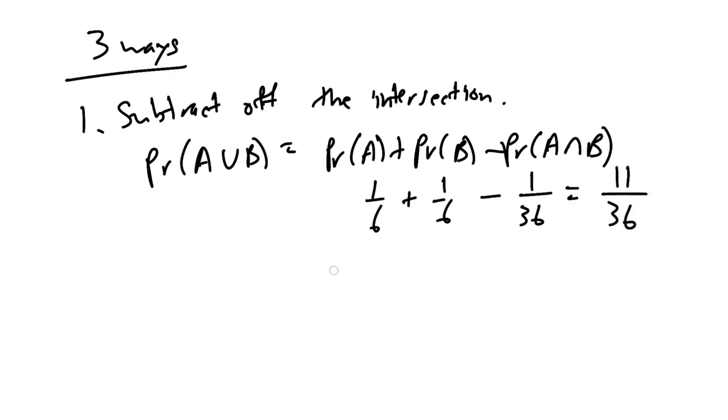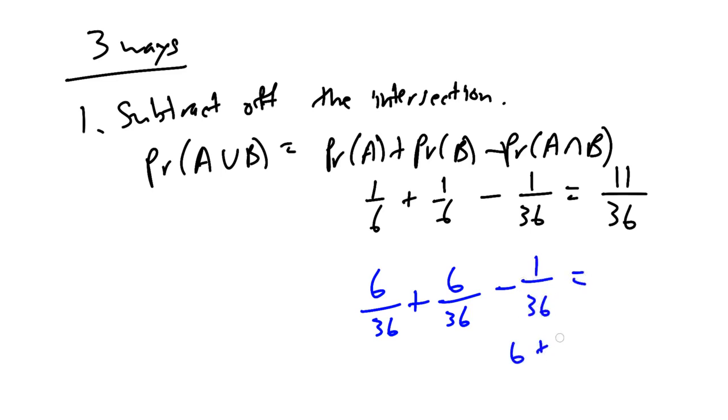11/36, right? If I do my math here and I say 1/6 is the same as 6/36, I'm just multiplying numerator and denominator by 6, and then I subtract 1 from 36, then that gives me 6 plus 6 minus 1, that's what I wasn't doing before, over 36, which equals 11/36. Okay, so that's one way to get it. We have violated our assumption, therefore we have to make sure that we subtract off the intersection. All right, another way to get this same thing is to simply count all the outcomes.